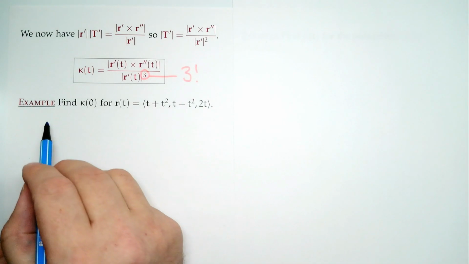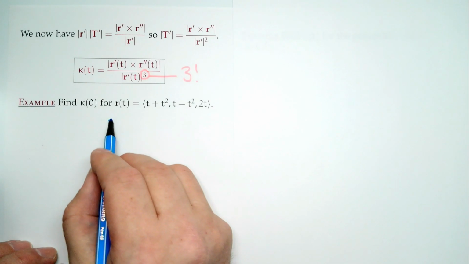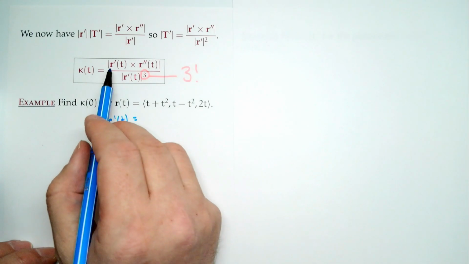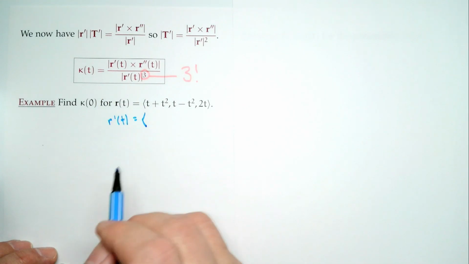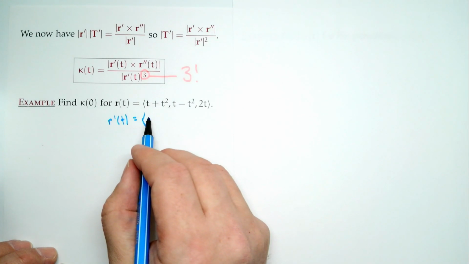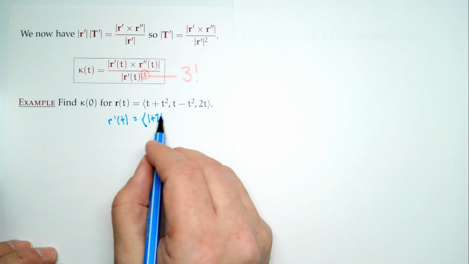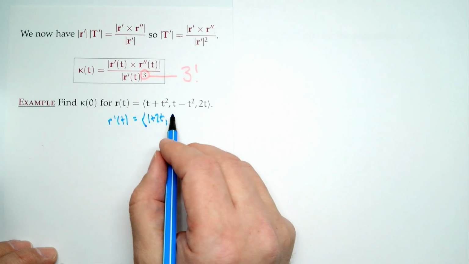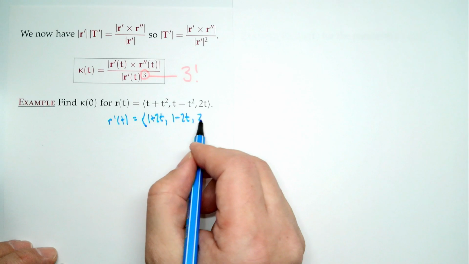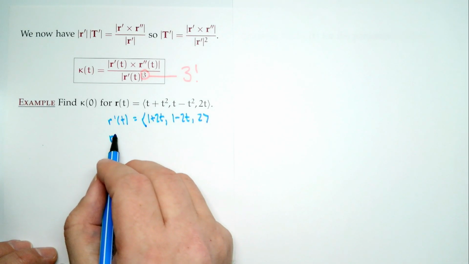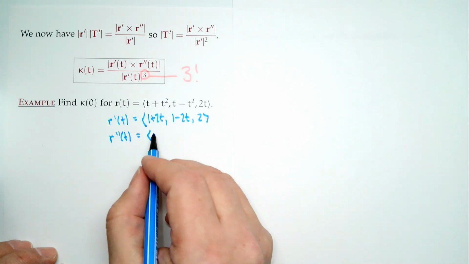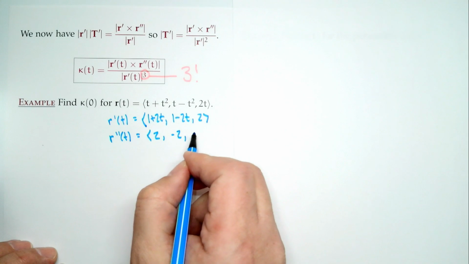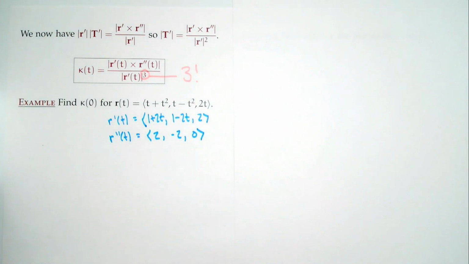Now, I want kappa of 0, so I have r of t. I'll need r prime of t and r double prime of t, because there's an r prime and an r double prime. All right, what is r prime? 1 plus 2t, 1 minus 2t, and 2. What's our double prime? 2, negative 2, 0. All right. Our double prime, very simple, very clean.